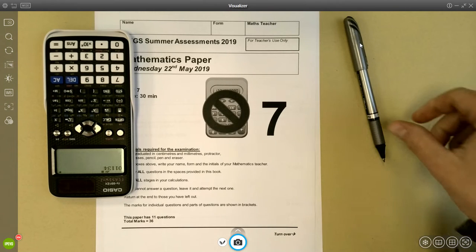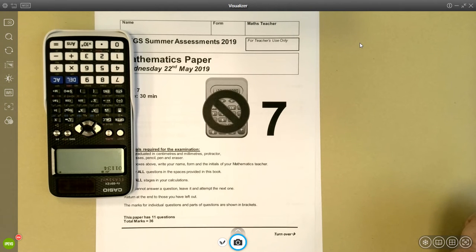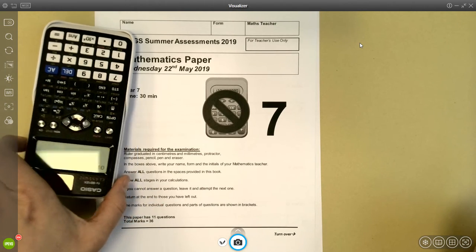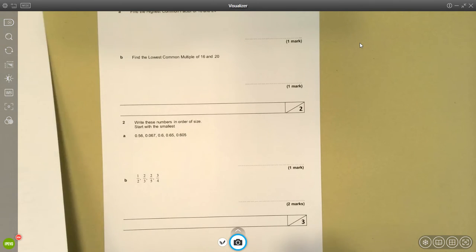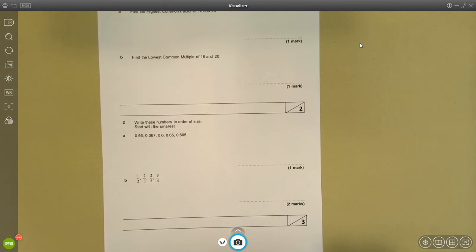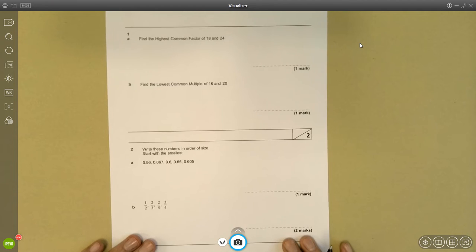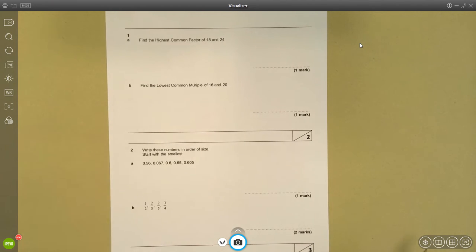Okay, we're going to look at the Year 7 non-calculator question paper. So we've got to scrap this, can't use that, we've got to have our wits about us. So, cracking on, question number 1. And it's asking us to find the highest common factor.